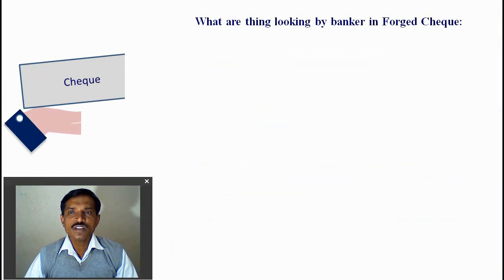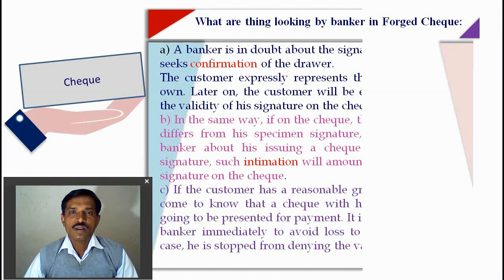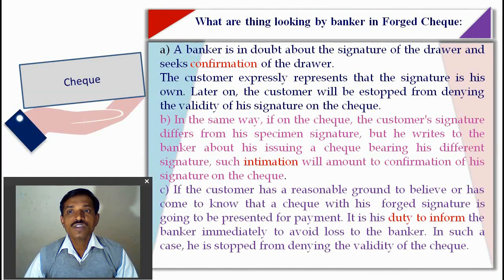Another thing that is important about the check: if a banker has a doubt about the signature of the drawer, he seeks confirmation from the customer by calling the customer about whether he has actually given the check to the third party, and whether to pay or not. If the customer represents that the signature is his own, later on the customer is estopped from denying the validity of his signature on the check. So when the customer gives the confirmation, at that time the bank forwards the check for payment.